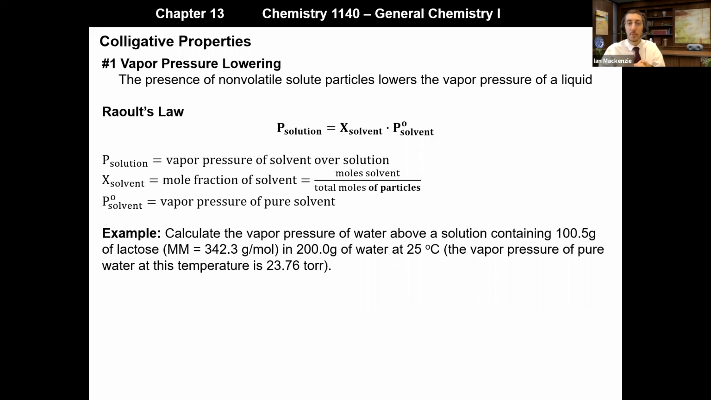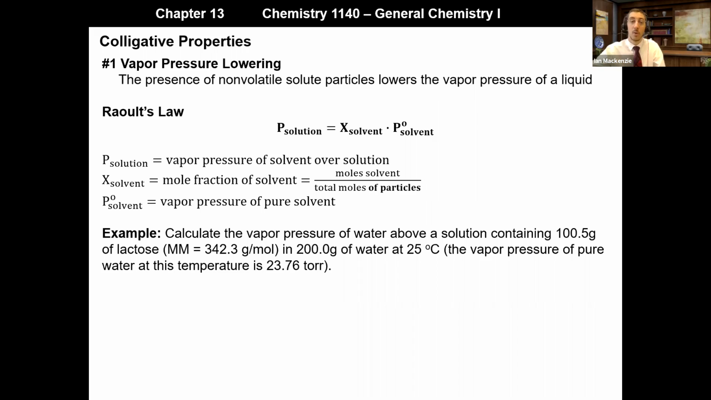Calculate the vapor pressure of water over a solution that contains 100.5 grams of lactose. Lactose's molar mass is given to us. And we have 200 grams of water at 25 degrees Celsius, and the vapor pressure of pure water at this temperature is 23.76 torr. What we need to evaluate first is what have we been given and what do we need?